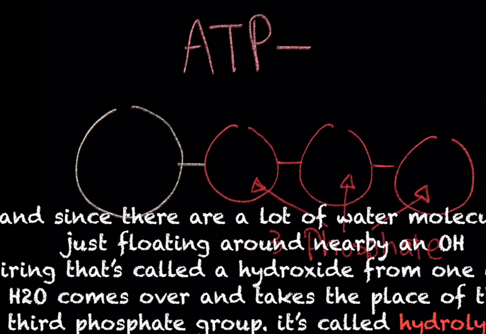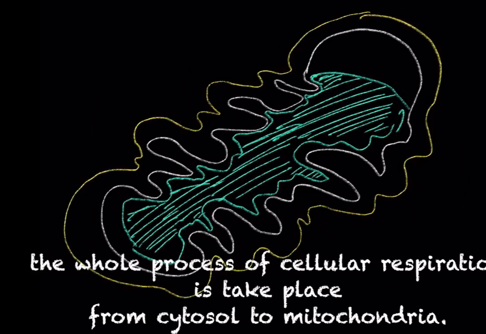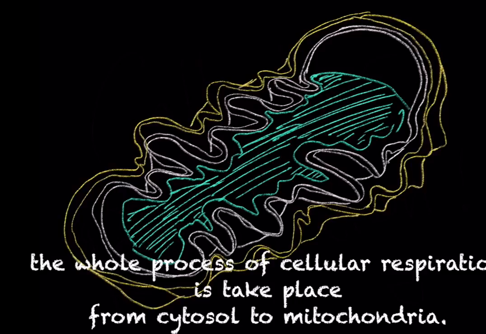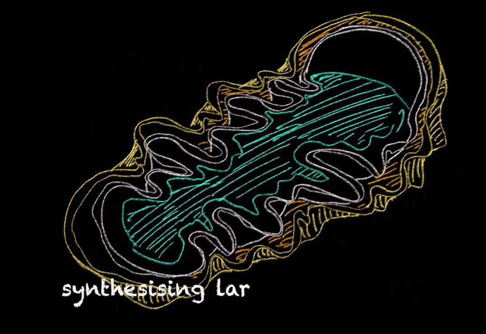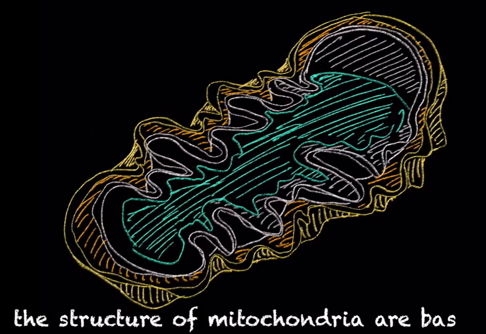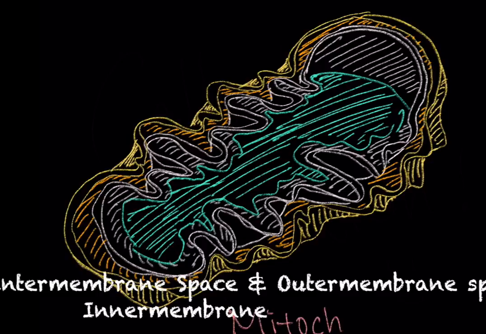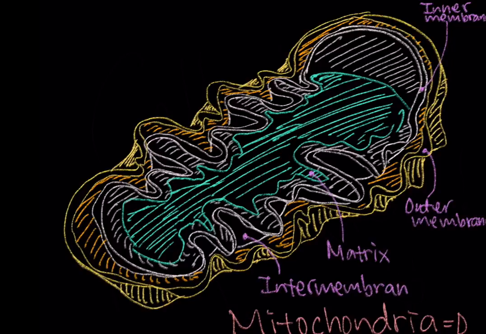It's called hydrolysis. The whole process of cellular respiration takes place from the cytosol to the mitochondria. Mitochondria are the power plants of the cell, synthesizing large amounts of ATP via aerobic respiration. The structure of the mitochondria is basically the intermembrane space, outer membrane, inner membrane, and matrix.